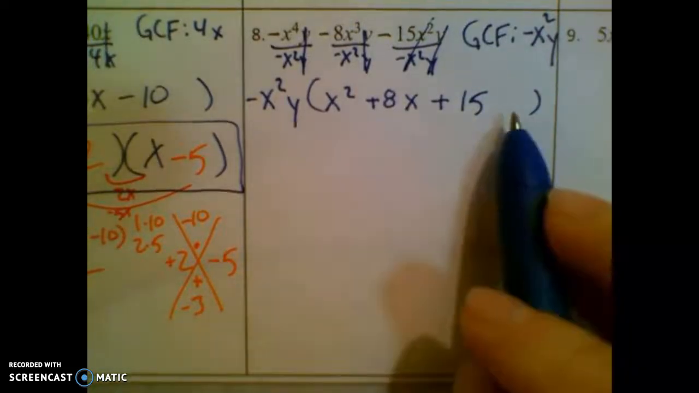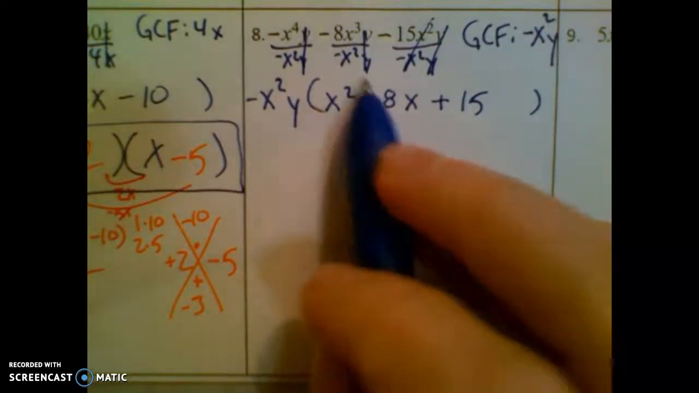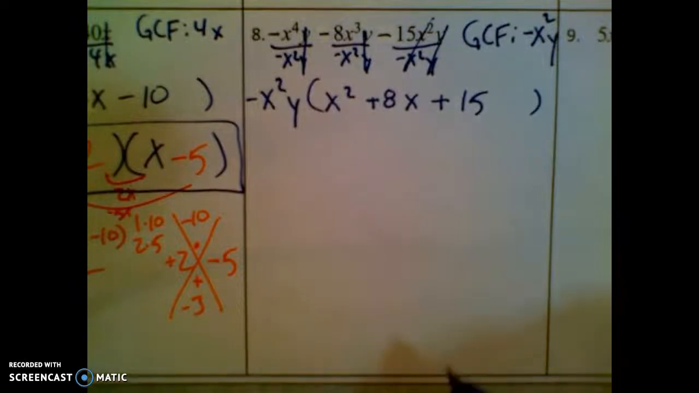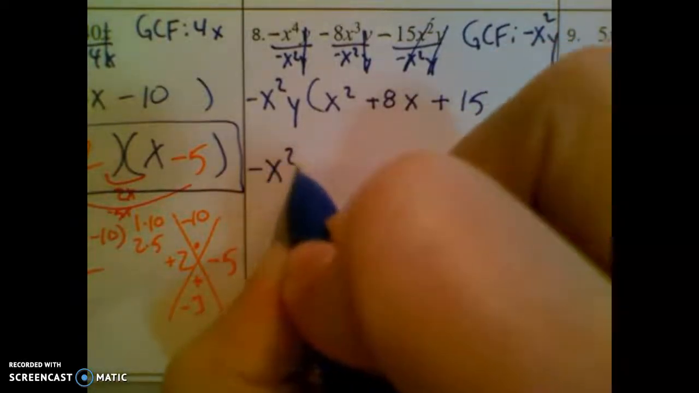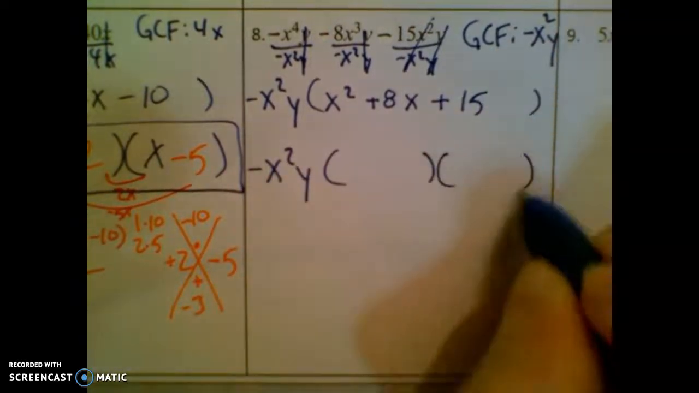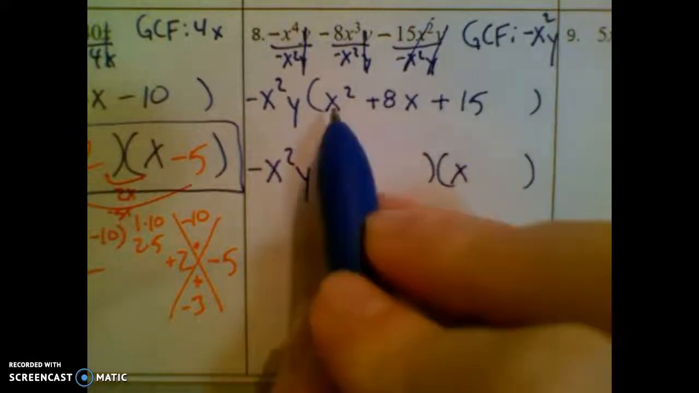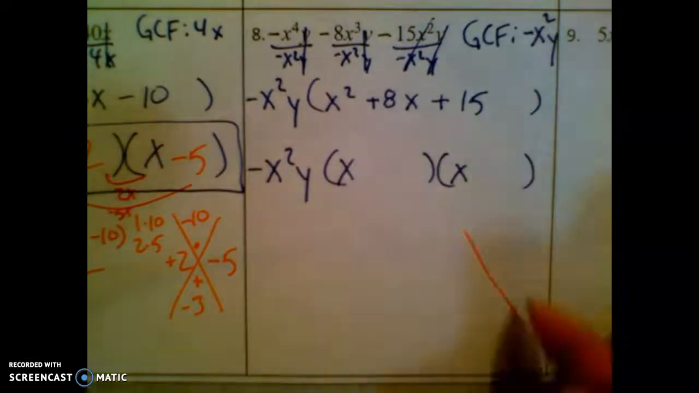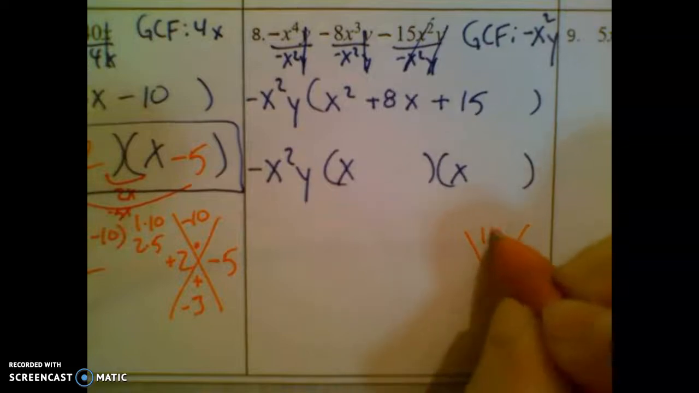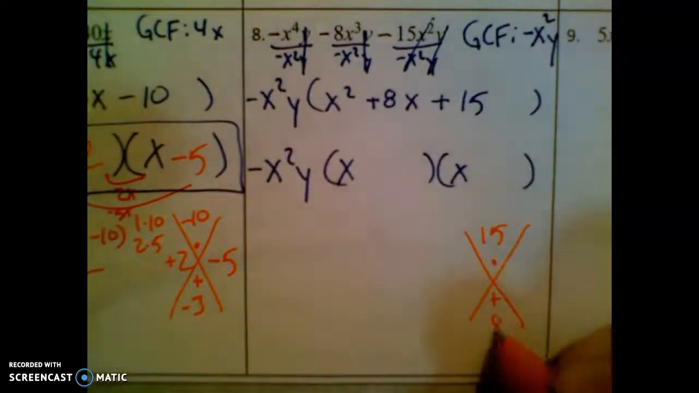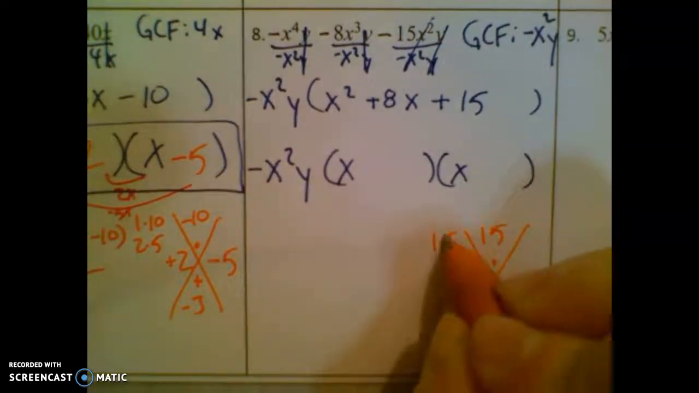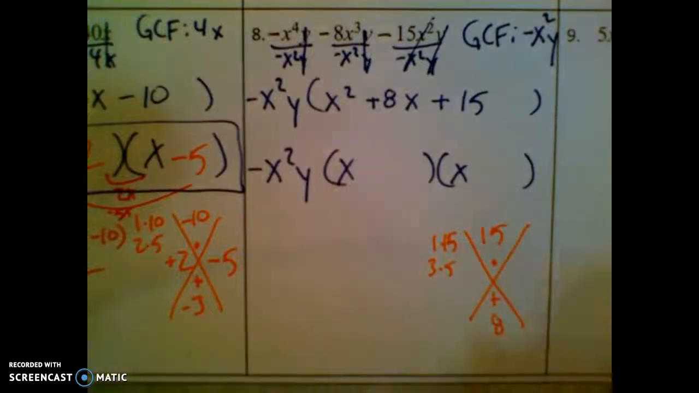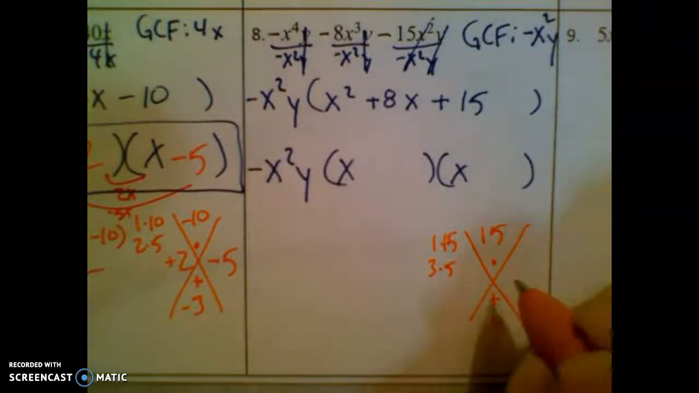So now I have a trinomial of degree 2 and a leading coefficient of 1. So I'm going to go ahead and copy down my GCF, do my 2 parentheses, copy my variables. Again, how do I get x squared? It's x times x. And I'm going to go ahead and do my x method to the side. What multiplies to be 15 and adds to be 8? 1 and 15, 3 and 5. So my numbers are going to be 3 and 5.